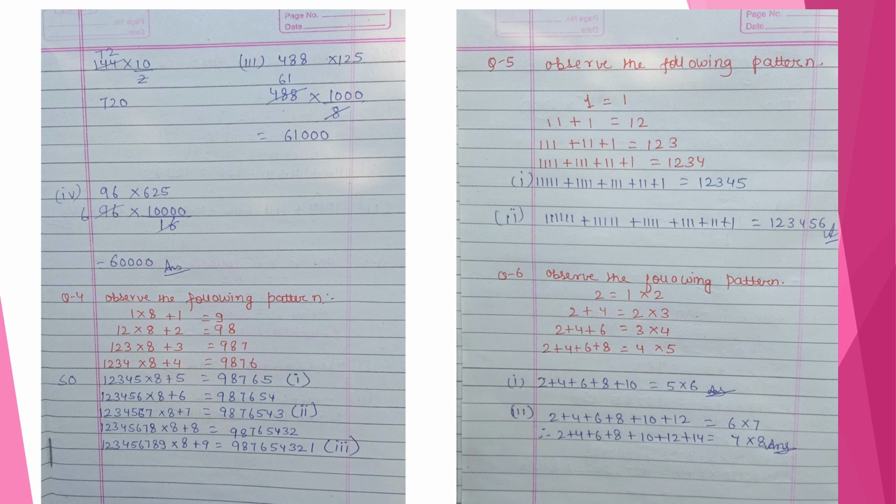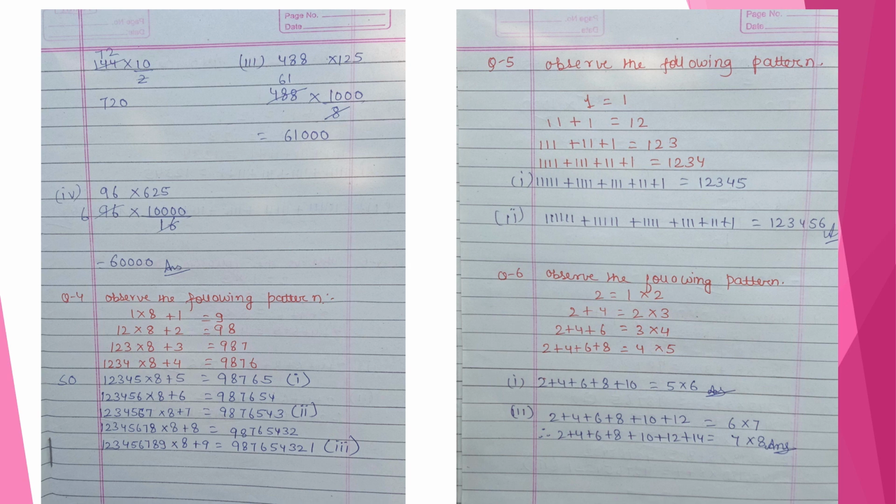Fourth part is 96 into 625. In place of 625, we have to replace it with 10,000 upon 16. Once again, I'll repeat, 10,000 upon 16. Then the 16 will cancel 96 by 6 and we're getting 6 into 10,000, that is 60,000. Very easy. Now question number 4, 5 and 6 are of the same type.